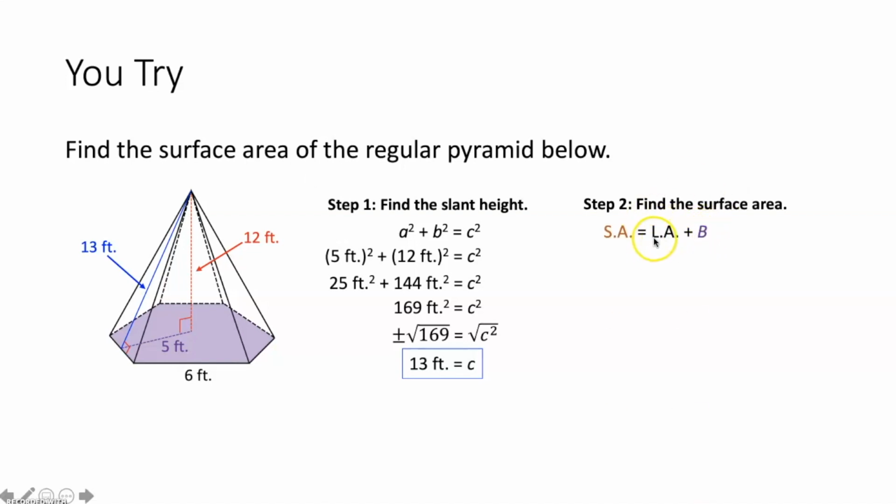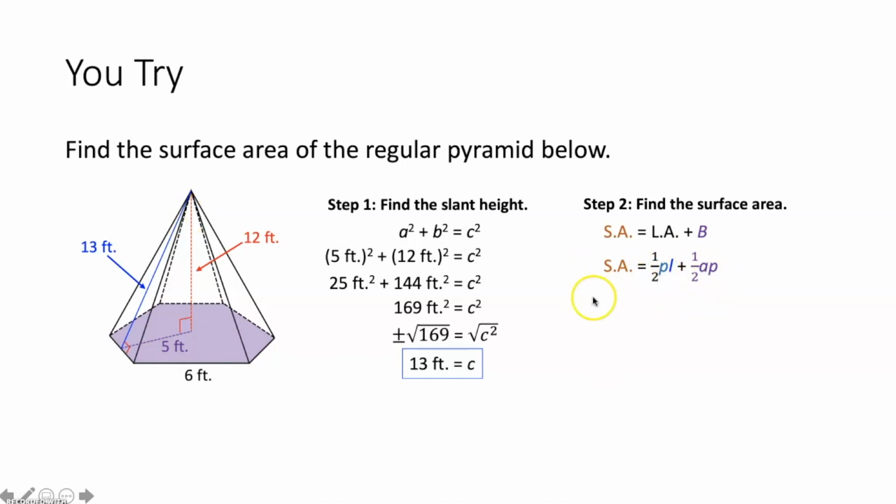And we said the lateral area is equal to 1/2 the perimeter of your base times your slant height, L. We also know that our base is a regular hexagon, meaning in order to find the area of a regular polygon, we have to use the formula area is equal to 1/2 the apothem times the perimeter. Now the good news here is because we have found our slant height, L, we can now plug in something for each of these variables.